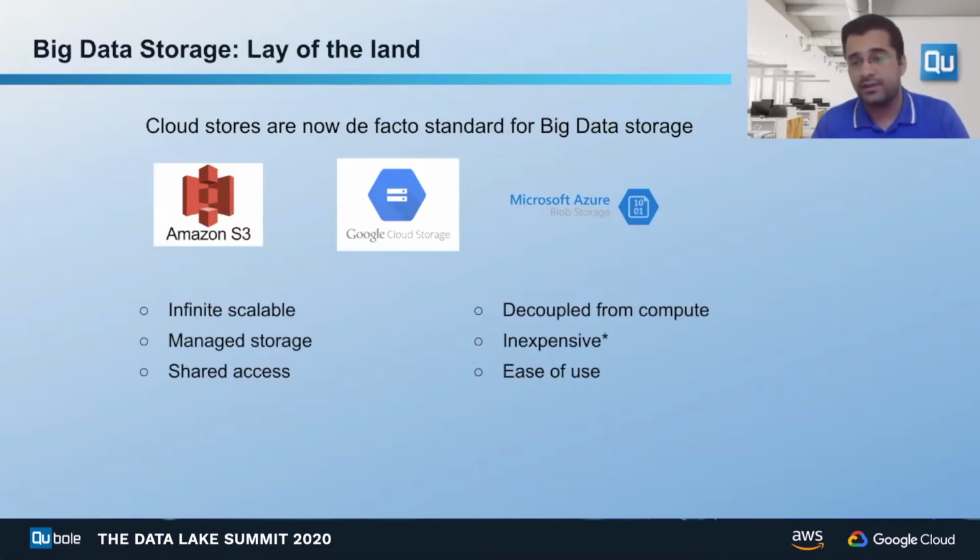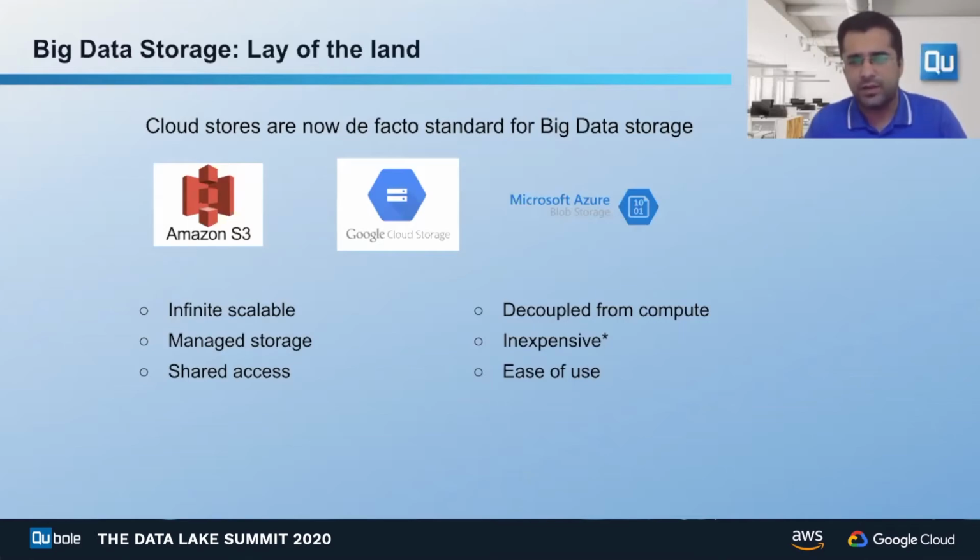You get infinite scale with these cloud stores. You do not have to worry about procuring disks, adding them to your racks, and only then having them available for your usage. You have infinite scale at your disposal. Whenever you want, you can increase your usage of disk space. You don't have to worry about any of these operational stuff. All of this is managed storage.